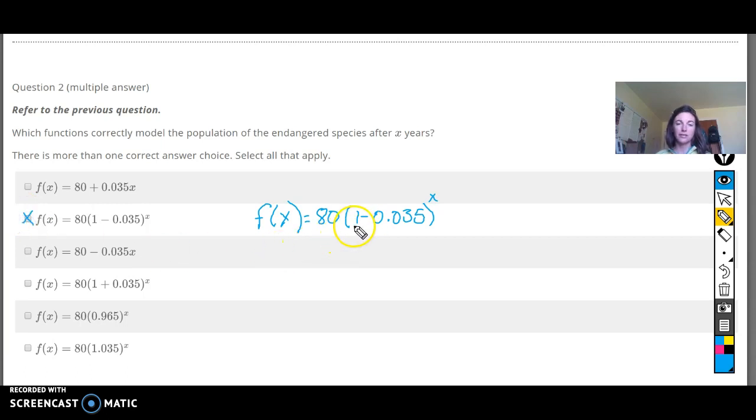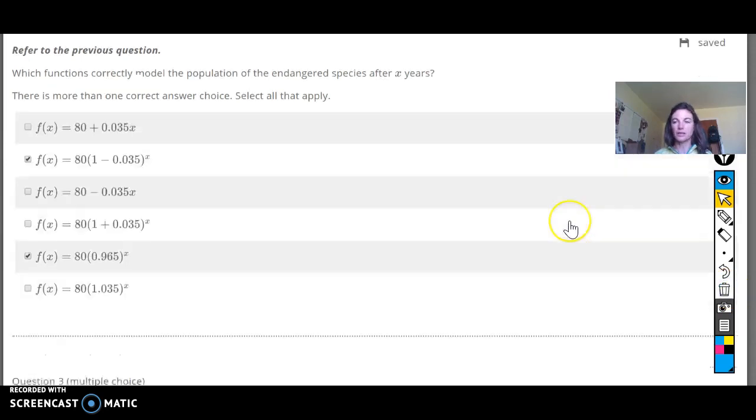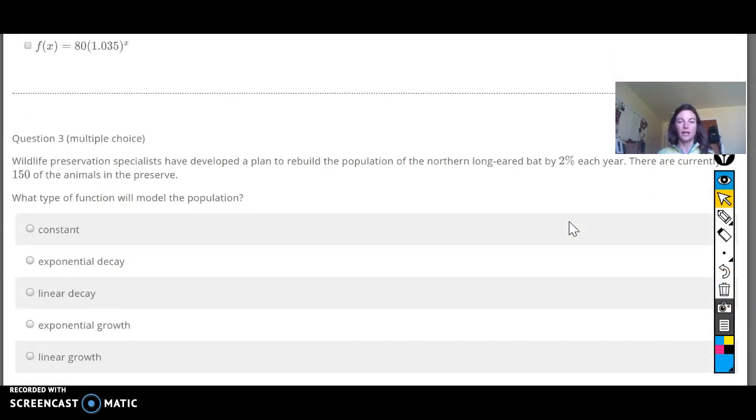And then the other way to look at this is exactly the same thing, but we're going to simplify that. So it's going to be 80 times 0.965 to the X. 1 minus 0.035 is 0.965. Both of those are going to work because essentially they are the same thing. Hopefully that makes sense based on what you've learned. All right, so that's our exponential decay.